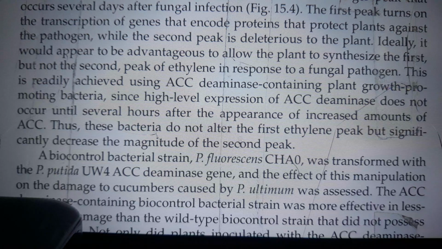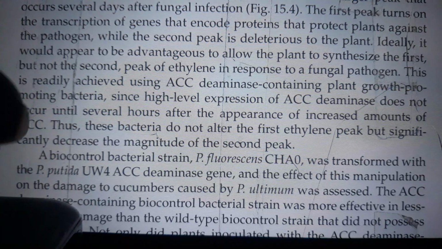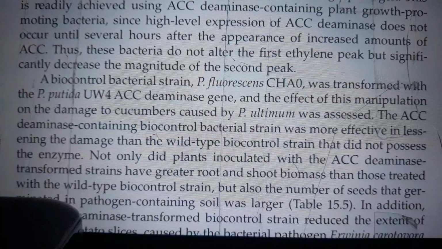This is readily achieved using ACC deaminase containing plant growth promoting bacteria, since high-level expression of ACC deaminase does not occur until several hours after the appearance of increased amounts of ACC. Thus, these bacteria do not alter the first ethylene peak but significantly decrease the magnitude of the second peak.